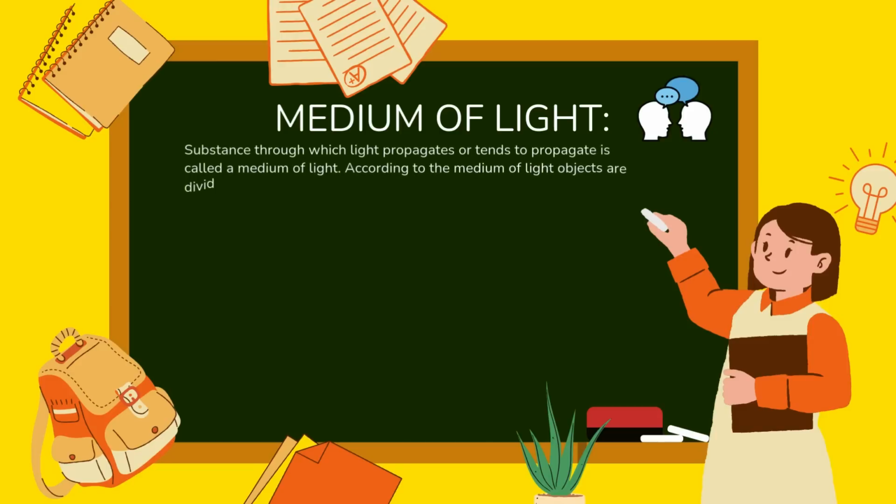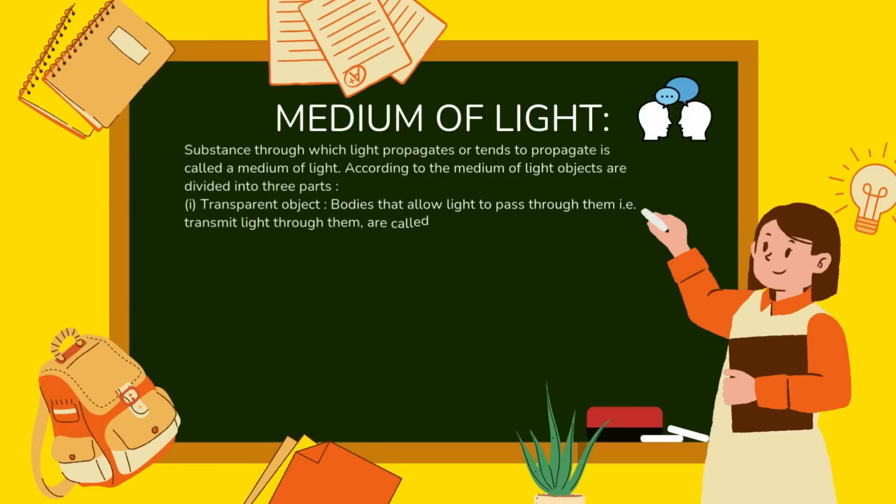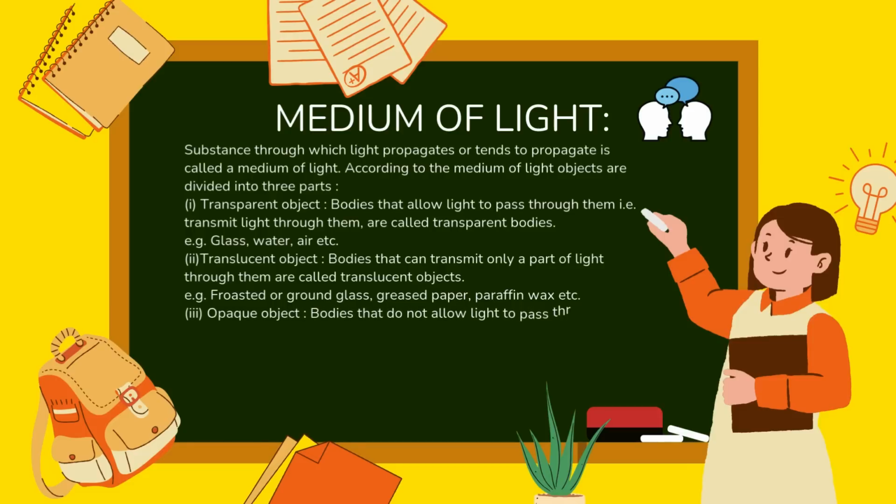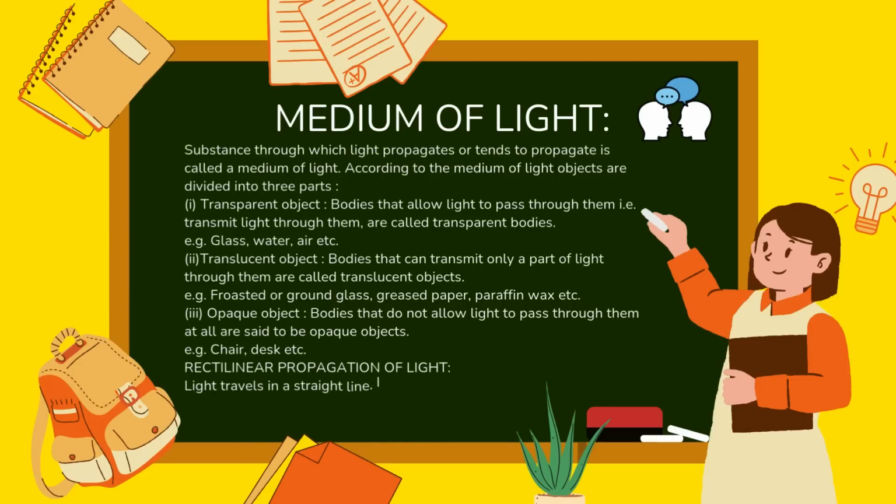According to the medium of light, objects are divided into three parts. 1. Transparent object. Bodies that allow light to pass through them, i.e. transmit light through them, are called transparent bodies. Example: glass, water, air, etc. 2. Translucent object. Bodies that can transmit only a part of light through them are called translucent objects. Example: frosted or ground glass, greased paper, paraffin wax, etc. 3. Opaque object. Bodies that do not allow light to pass through them at all are said to be opaque objects. Example: chair, desk, etc.